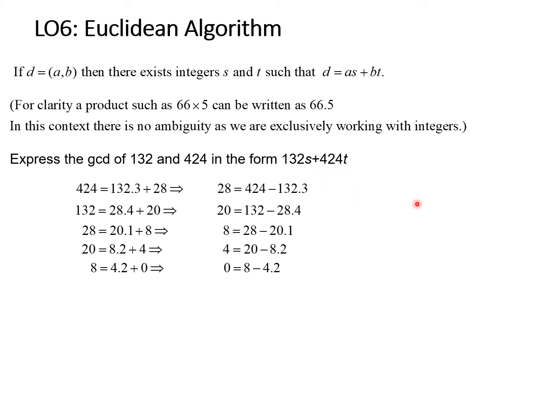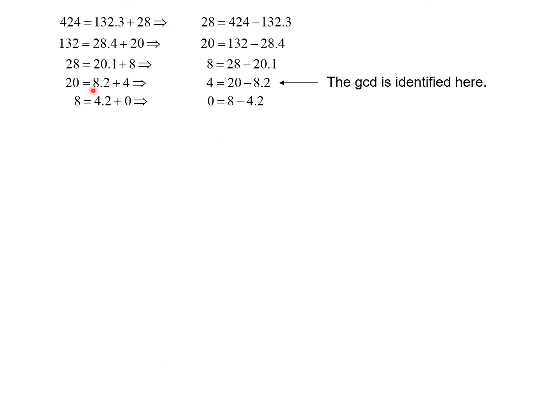In order to get that, we're going to work line by line. Of course, the greatest common divisor here was identified at this line, all right? In this case, we continue with the same working from the previous slide. So line A, we start off with the lowest line, with the lowest value first. 4 equals 20 minus 2 times 8. Now we need to substitute line B into line A.